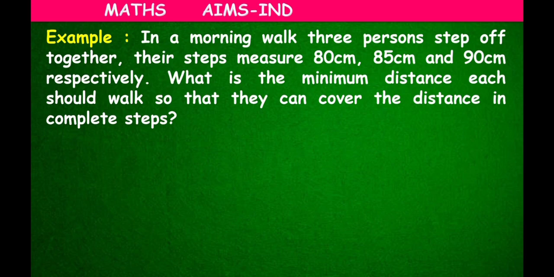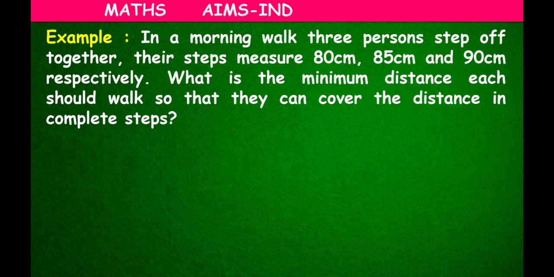So in a morning walk, three persons step off together. Their steps measure 80 centimeter for one person, 85 centimeter for the second person, 90 centimeter for the third person respectively. What is the minimum distance each should walk so that they can cover the distance in complete steps? So we have to find out the minimum distance.